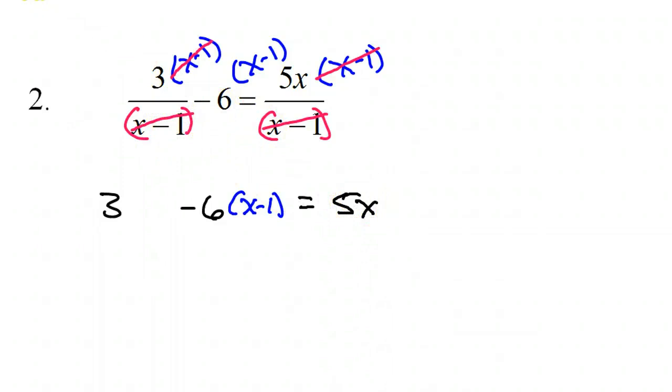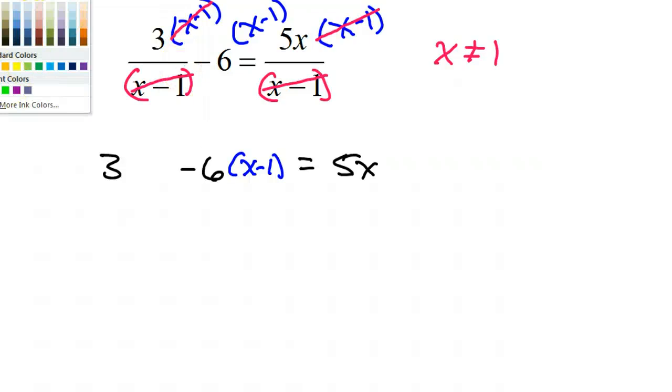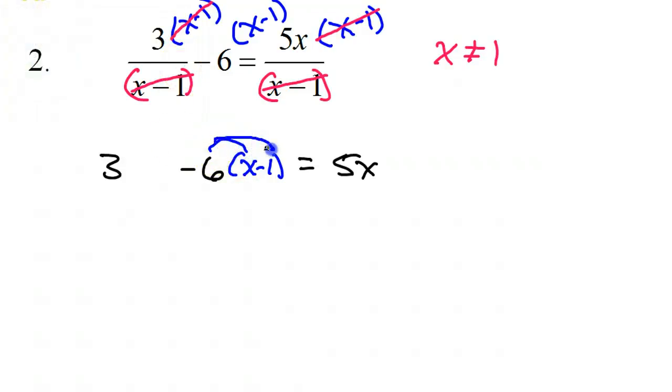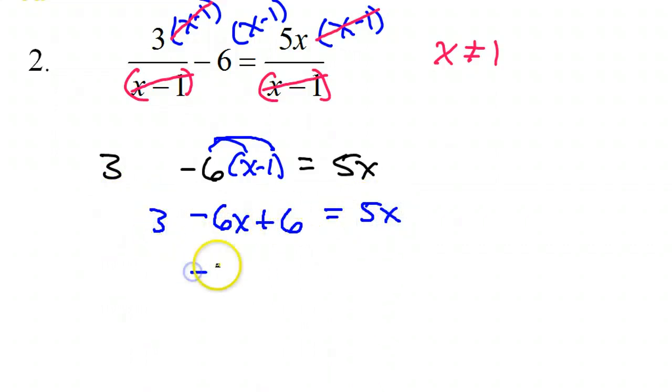Before we forget, we should go ahead and write down the restrictions though. Even though these canceled out, we still get a restriction that x cannot equal 1. That's our restriction. All right, so going on with the problem, we have to distribute this negative 6. So that's going to give us negative 6x plus 6. So bringing down the 3 equals 5x. We have some like terms here. We have 3 and 6. So that's going to give us negative 6x plus 9 is equal to 5x.